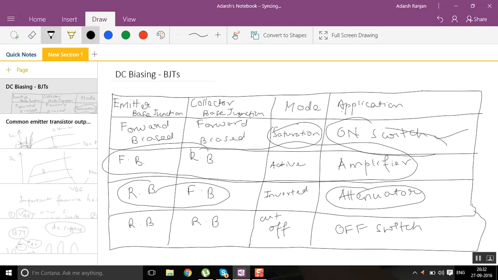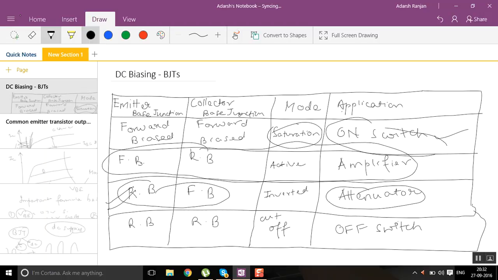In the active region, the emitter-base junction is forward biased and the collector-base junction is reverse biased, and we do not use BJTs as attenuators normally, because simple RC circuits can act as an attenuator, so there is no need of an active device like a BJT to act as an attenuator.